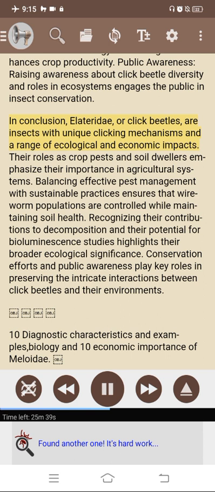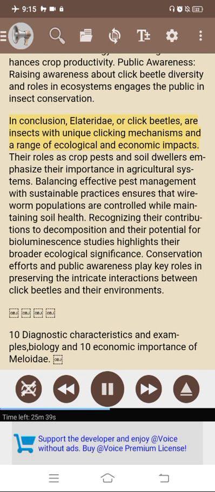In conclusion, Elateridae, or click beetles, are insects with unique clicking mechanisms and a range of ecological and economic impacts. Their roles as crop pests and soil dwellers emphasize their importance in agricultural systems. Balancing effective pest management with sustainable practices ensures that wireworm populations are controlled while maintaining soil health. Recognizing their contributions to decomposition and their potential for bioluminescence studies highlights their broader ecological significance. Conservation efforts and public awareness play key roles in preserving the intricate interactions between click beetles and their environments.